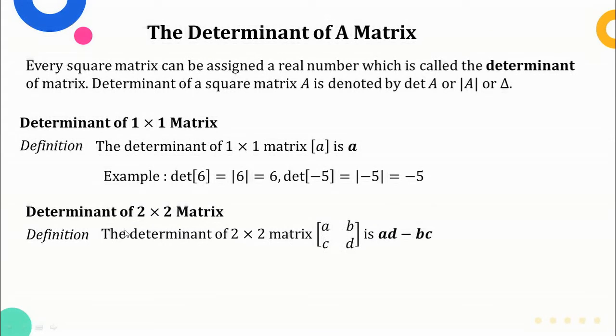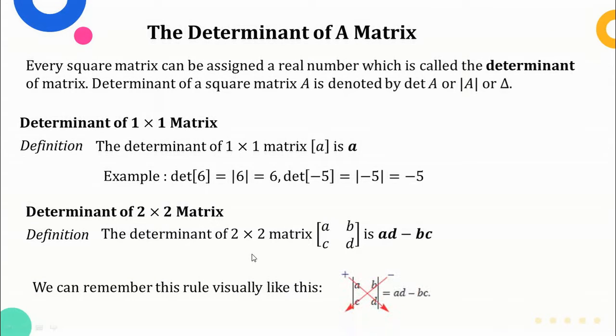This is the formula to get the determinant of a 2 by 2 matrix, or you can remember this rule visually like this. You can see that from the top left to the bottom right is positive, which is AD, minus from the top right to the bottom left, which is BC. Okay, everyone, so remember, for a 2 by 2 determinant, the formula is AD minus BC.